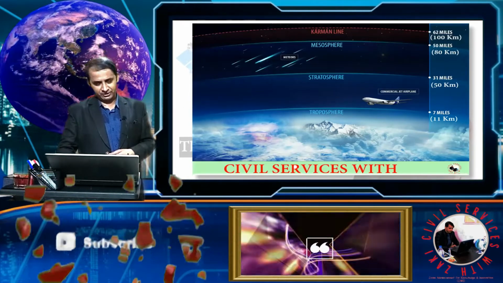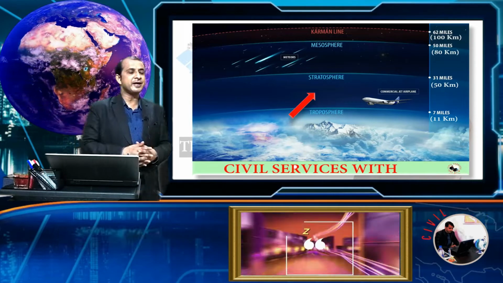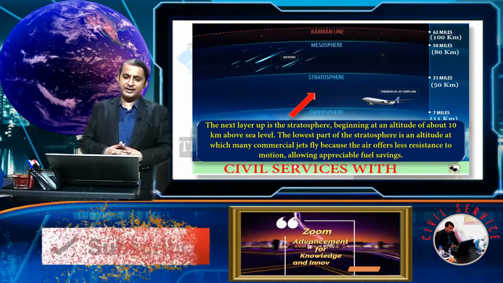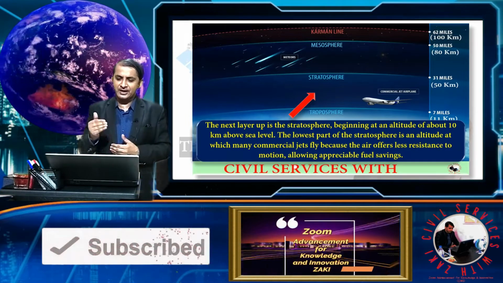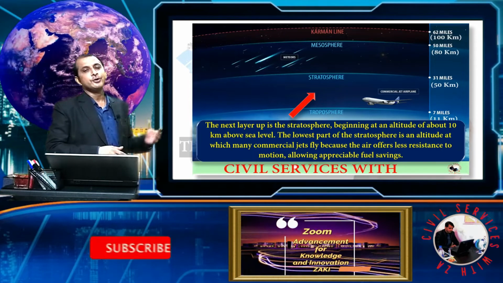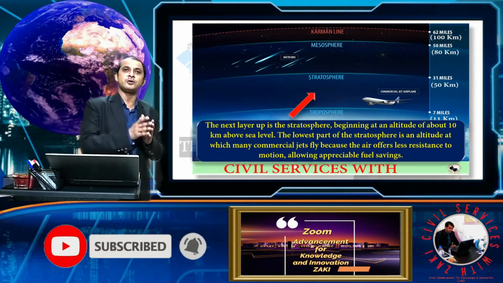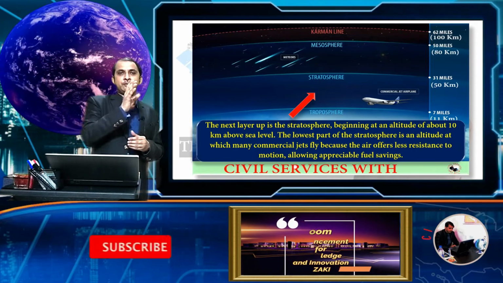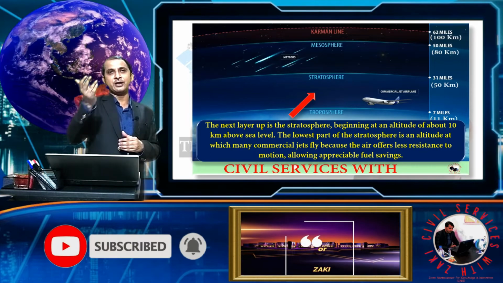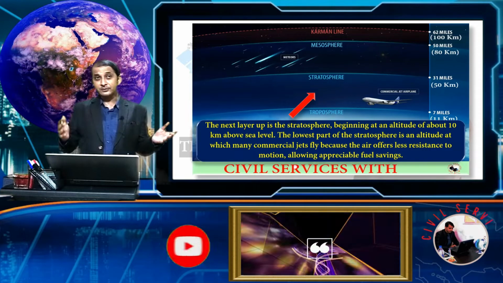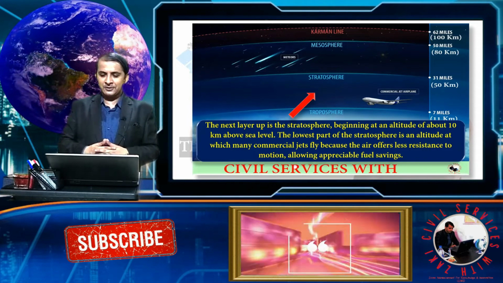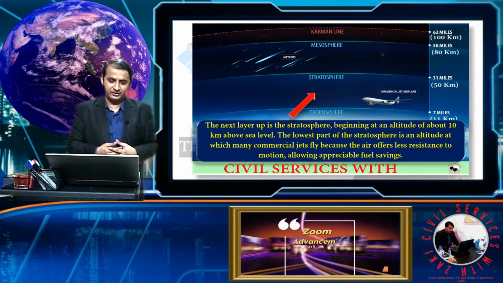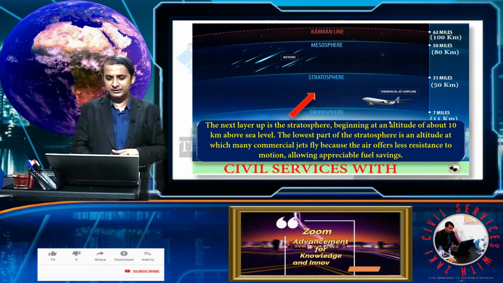Now we move to the second layer, called the stratosphere. It is the second layer after the troposphere, beginning at an altitude of about 10 kilometers. The troposphere extends from 8 to 16 kilometers, highest at the equator and lowest at the poles. The boundary between the troposphere and stratosphere is about 10 to 11 kilometers.